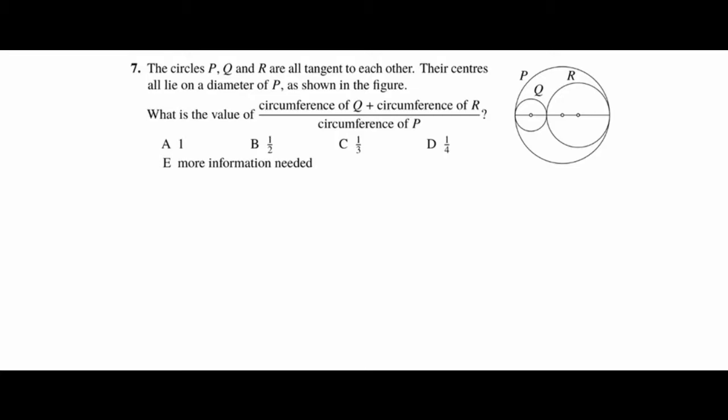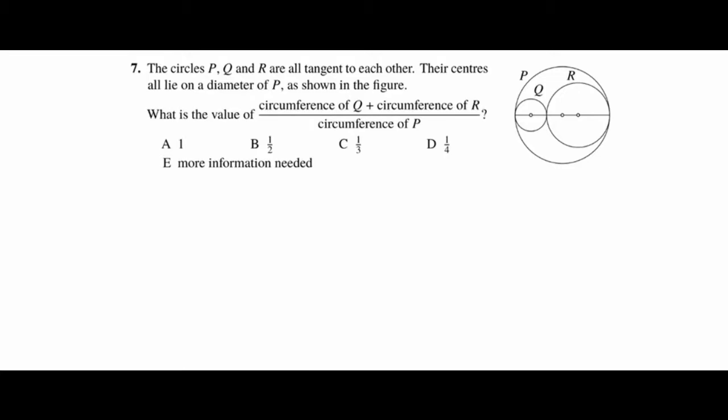Okay, so the 7th question is, the circles P, Q and R are all tangent to each other. The centres all lie on the diameter of P as shown in the figure. What is the value of the circumference of Q plus the circumference of R divided by the circumference of P?